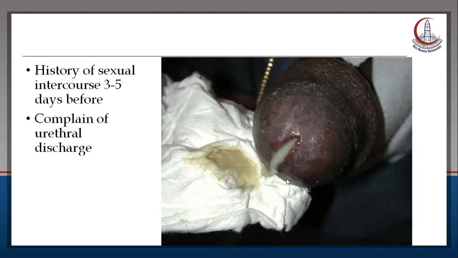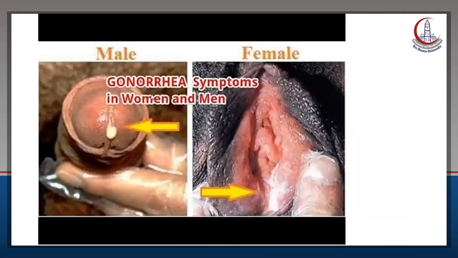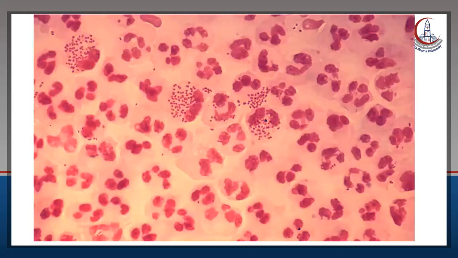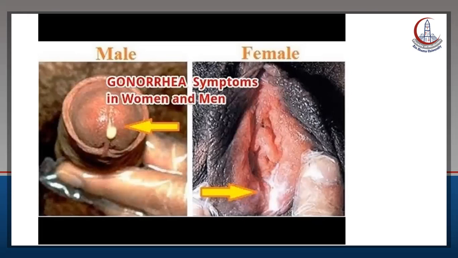As we see in this picture. Here is another picture of the discharge in male or female. Gonorrhea usually targets columnar epithelium. As we said before, in the male the main target is the urethra. However, in the female, the main target is either the female urethra or the cervix. The endocervix is covered with columnar epithelium, and it is a possible target for Neisseria gonorrhoeae.